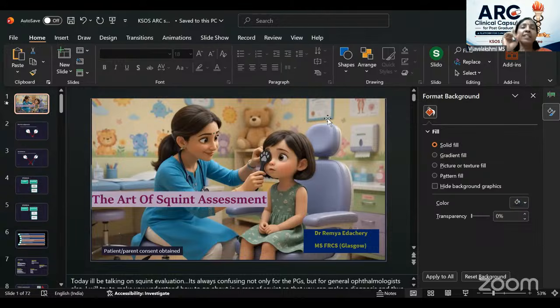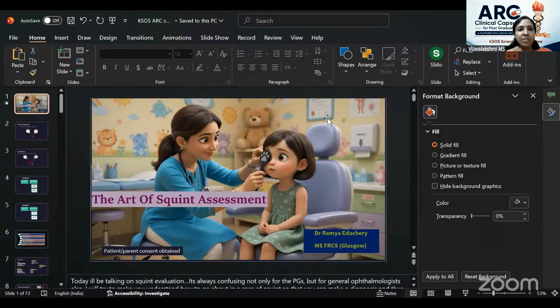Then for OSCE, they will show the double Maddox rod test: what is being done and what is being tested. These are OSCE questions. If you have not listened to it fully or have missed it, please, the YouTube link will be available. Please go through it. It will be really helpful for your exams, and not only for that, for patient examination also.